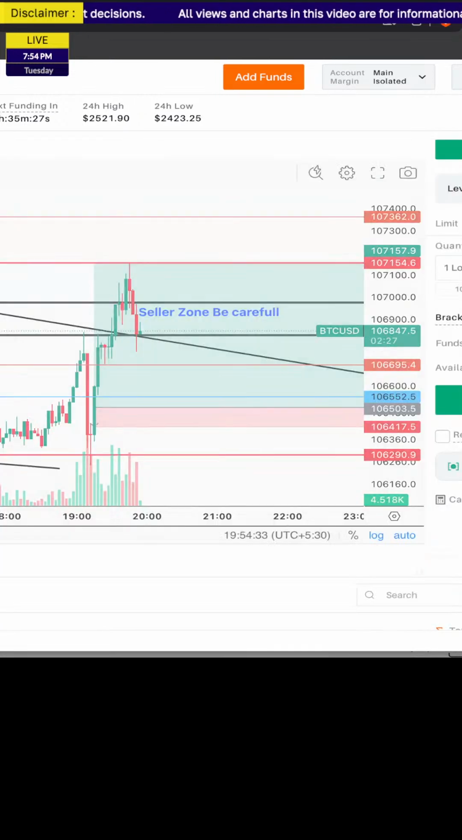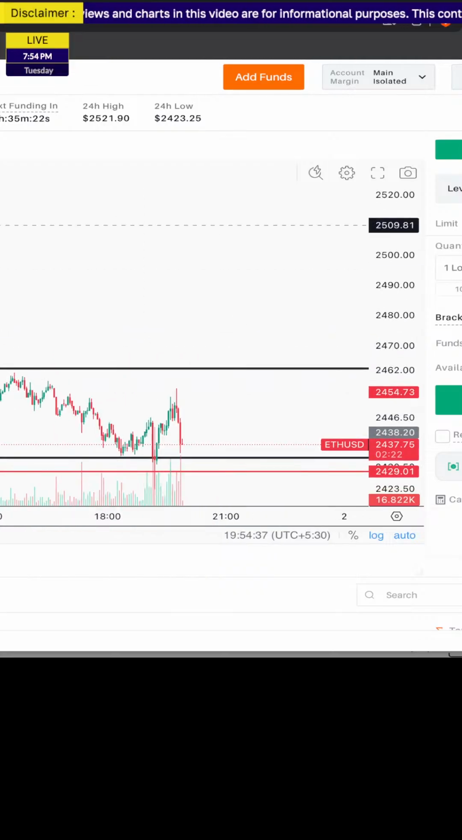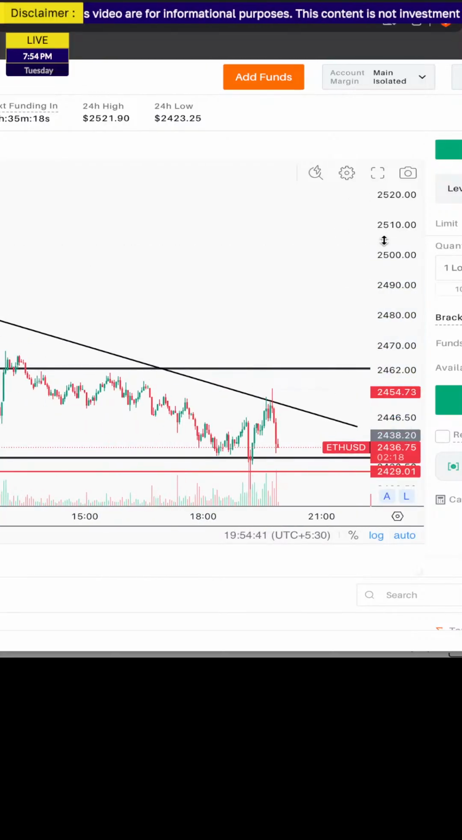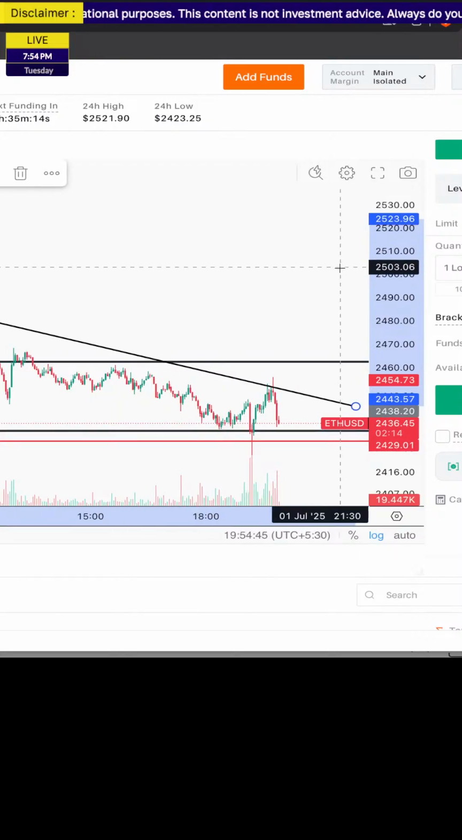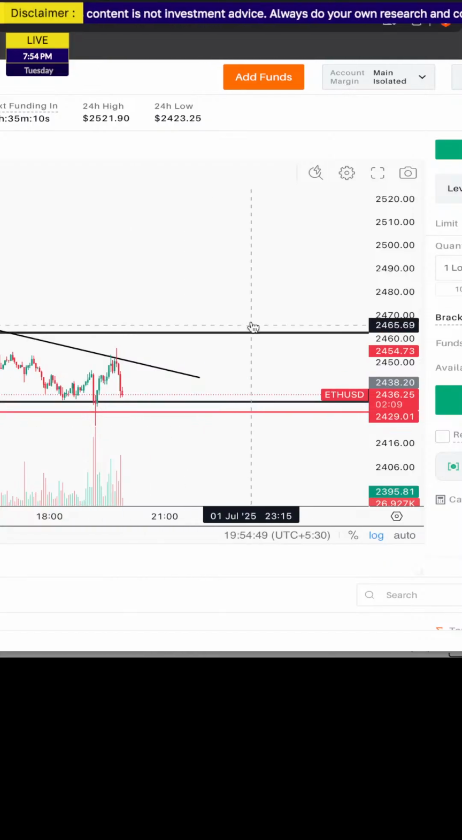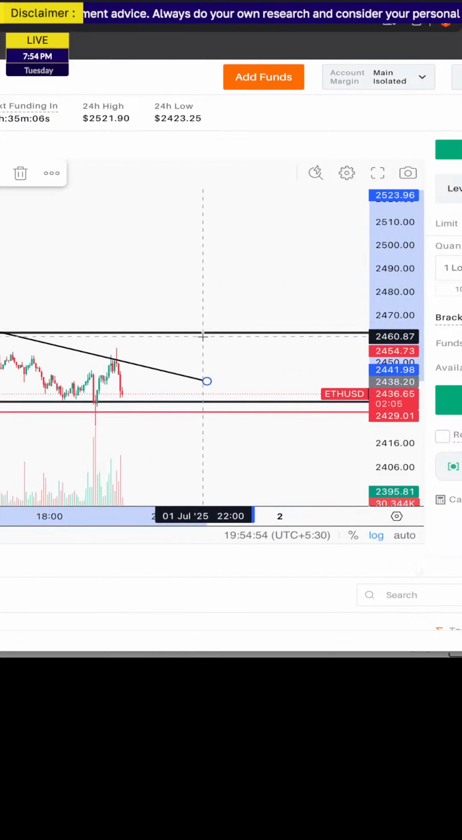Ethereum, have a look. It's near the demand zone, but if you want to be bullish in the future, just mark this level. This entire zone is demand zone. In case market goes below this zone also in the future, let's say it comes above this zone, 2460, then maybe you can be looking for any bullish trade in the market.